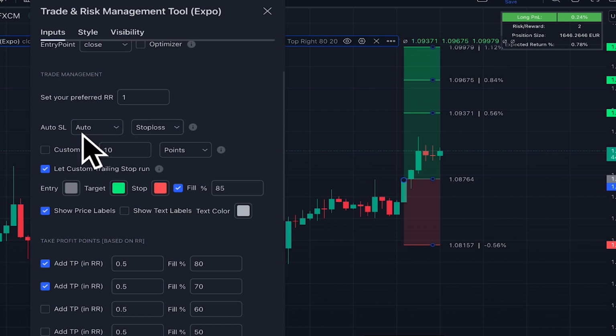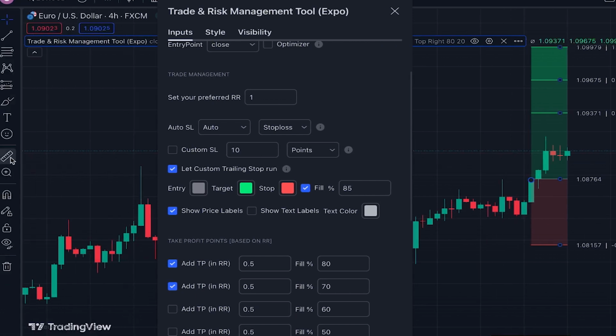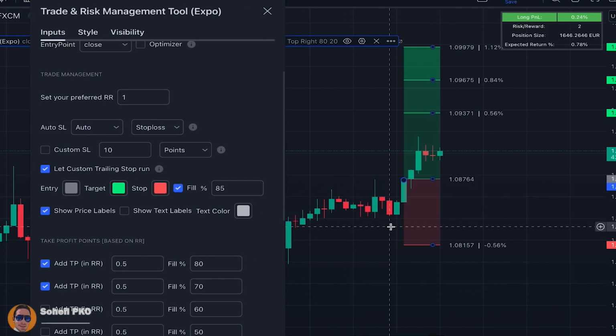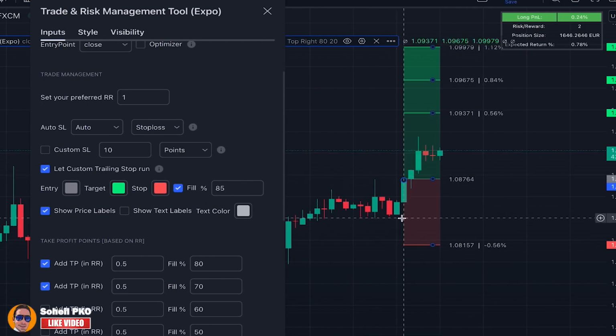And besides automatic SL, you can also set it based on your preferred amount. For example, for this trade, if you want to set it exactly, for example, here, by the help of the ruler tool or the long and short position tool I explained earlier, you can set the stop loss manually and see how many pips it is and enter your preferred stop loss here.